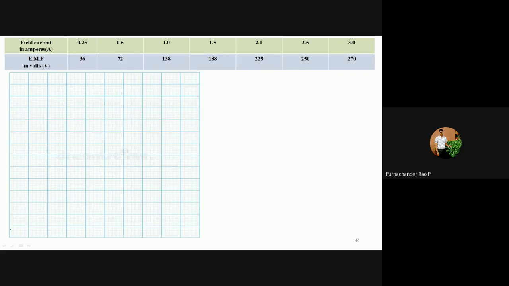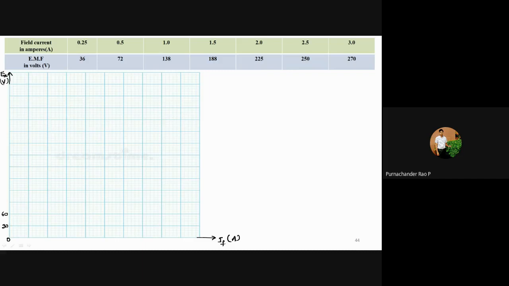So here I'm taking this characteristics, okay. On the x-axis I'm considering the field current IF in amps, and on the y-axis I'm considering the EMF generated voltage EA in volts. I will take the scale of 30 volts: 1 unit is equal to 30 volts.